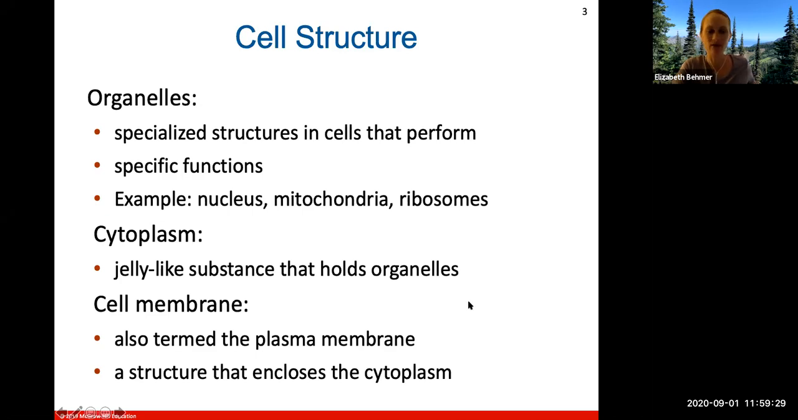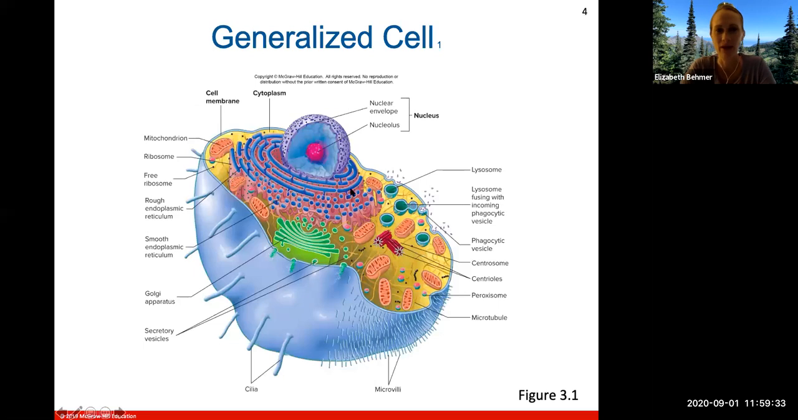The cell membrane keeps everything in place. It's kind of the exterior wall of the cell. So here's a look at a cell. I think we go over a cell in lab or one of your exercises. You should know how to label some of these structures, but I think your lab book and those virtual lab links will take you through some of this.